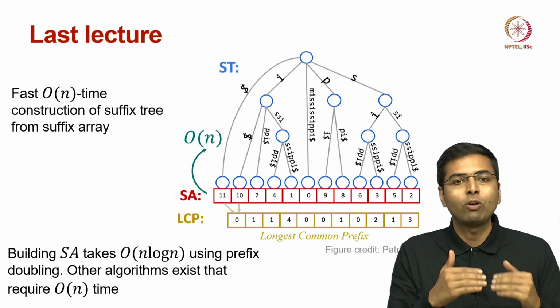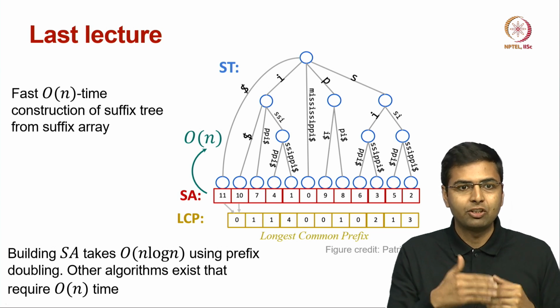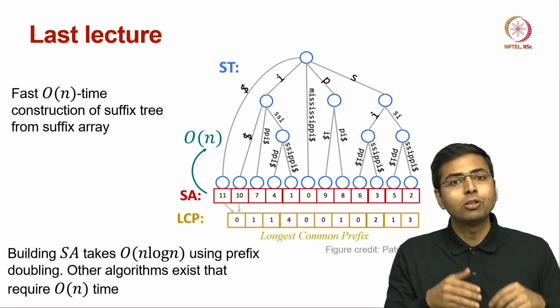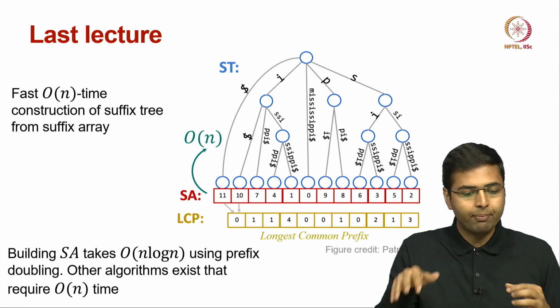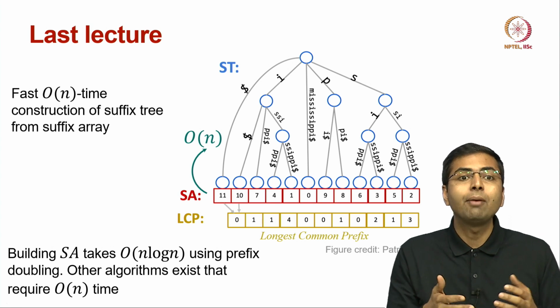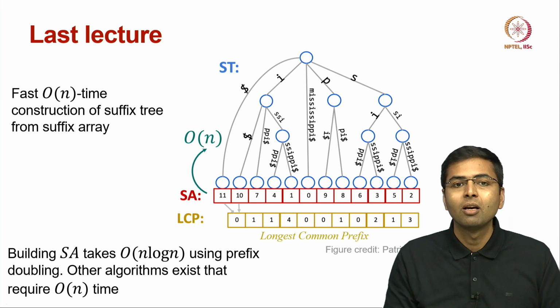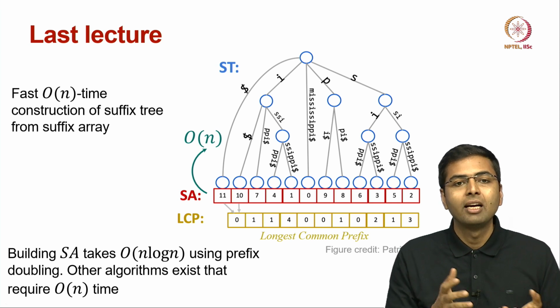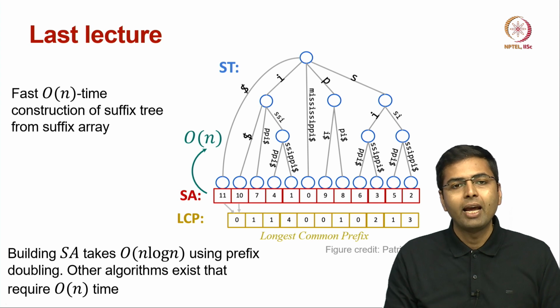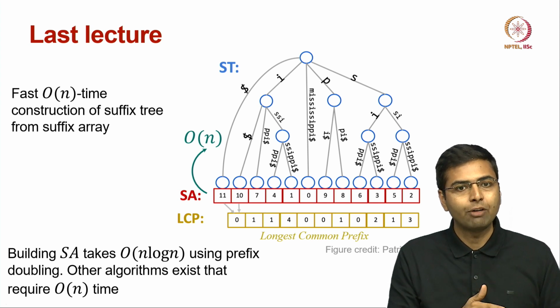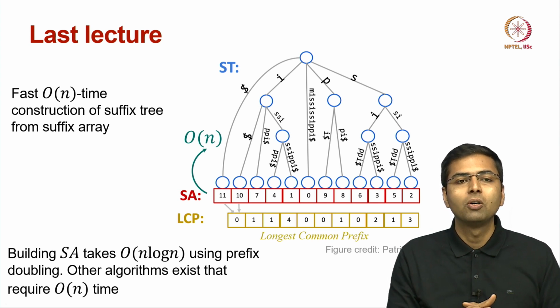So LCP array was a helper array that we used in the construction, and we also know that with this overall method we have an n log n method to build suffix trees, because for a given text we can build suffix array using prefix doubling approaches in n log n time, and from suffix array to suffix tree we can go in linear time.